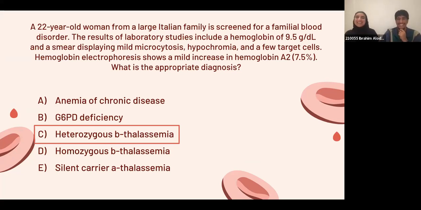Okay, sure. In beta thalassemia, what's happening is you have decreased or dysfunctional production of your beta hemoglobin chains. So for compensation, there's increased alpha chain production, which is what you guys see over here. So there's a mild increase in hemoglobin A2, alpha 2.